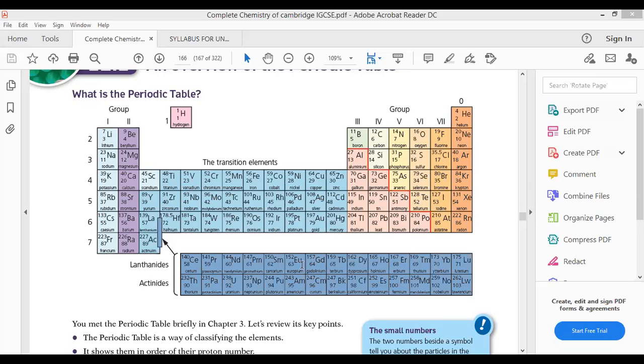Then next we have groups. How do you study groups? How many groups are there actually in the periodic table? How many groups are written above there? Here, see this one group, and here also it is written group.